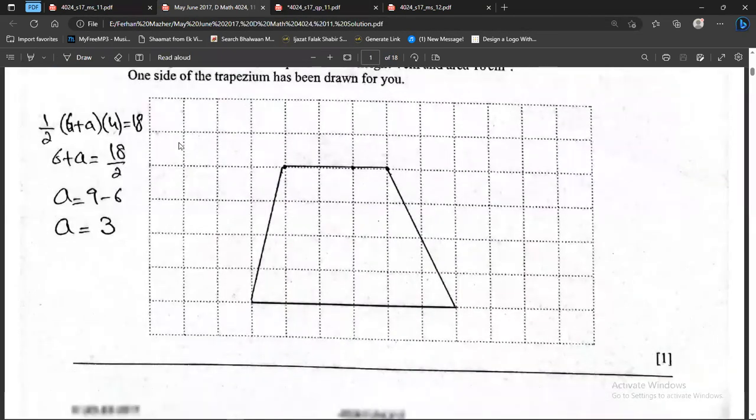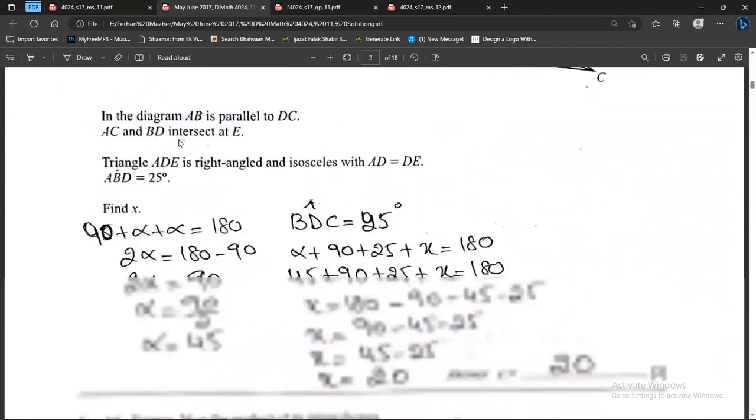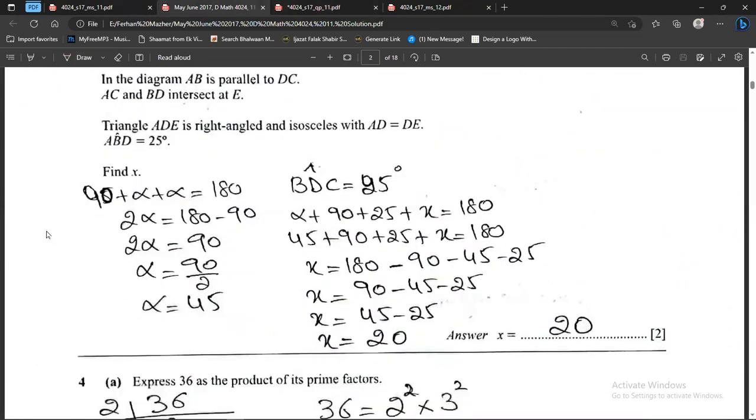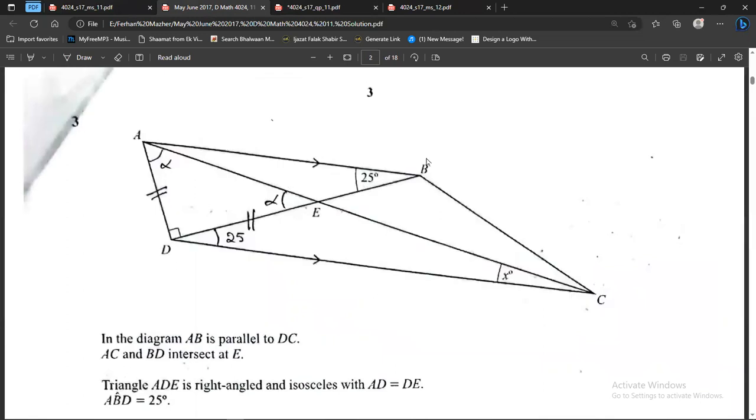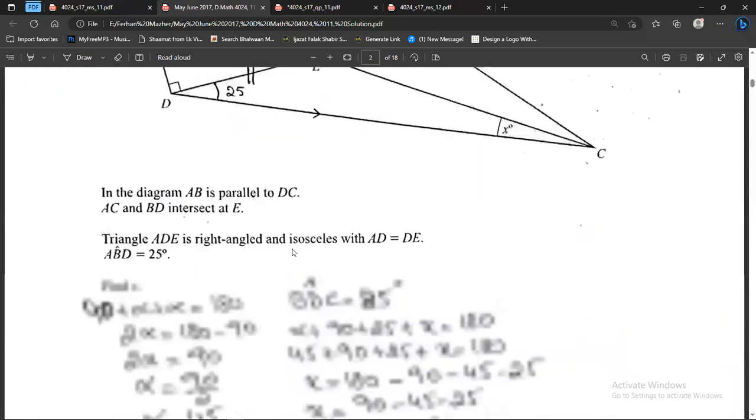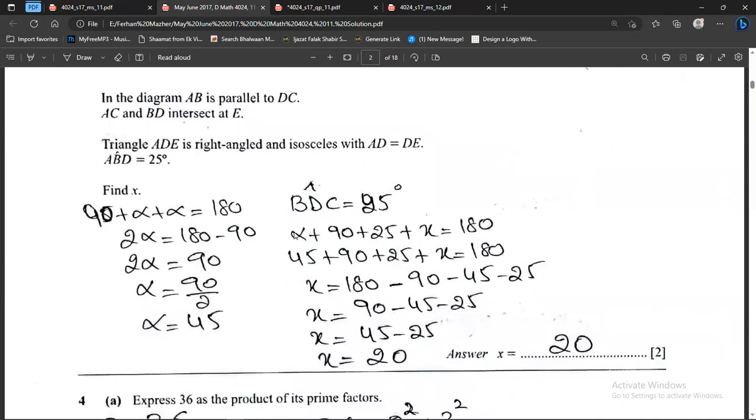So let's go how I have done there. Okay, so 90 plus alpha equals 180. So 2 alpha is equal to 180 minus 90. So 2 alpha is equal to 90. So alpha will be equal to 90 by 2, and alpha will be equal to 45. So the BDC angle is 25 because they are alternate angles.